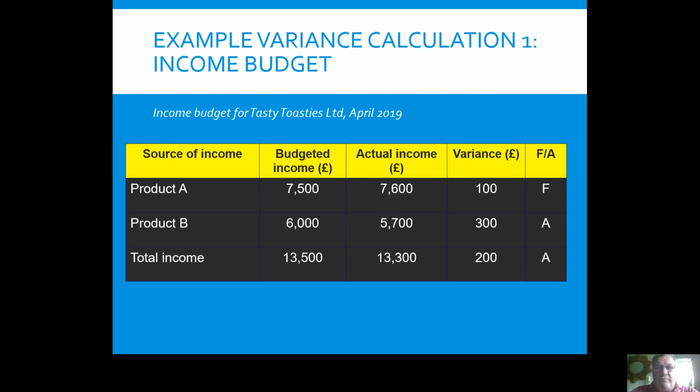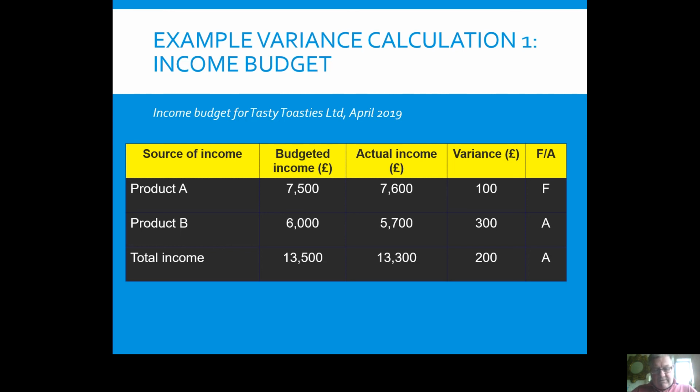So the answer should be FAA. Product A sold more than we expected, that's favourable. Product B sold less, that's adverse. And product B's performance was so poor, it dragged the whole income down, so we have an adverse total income.